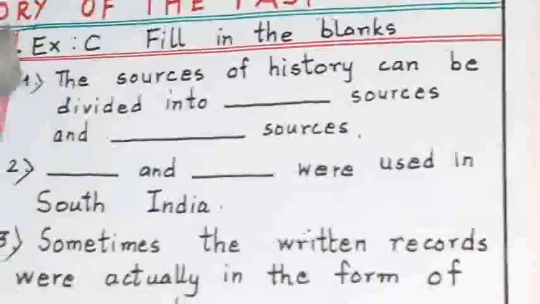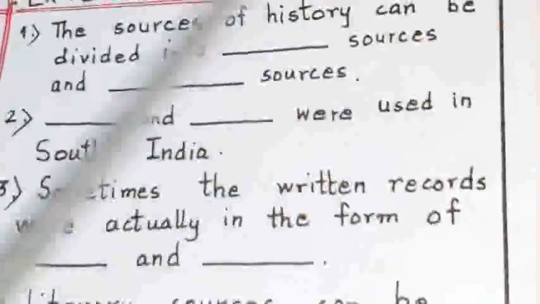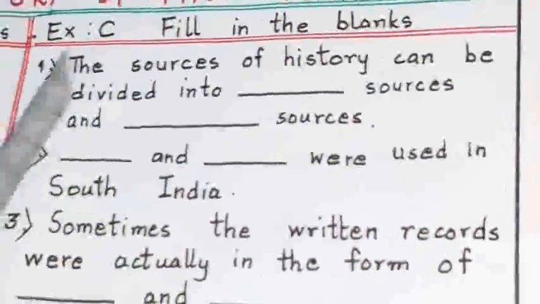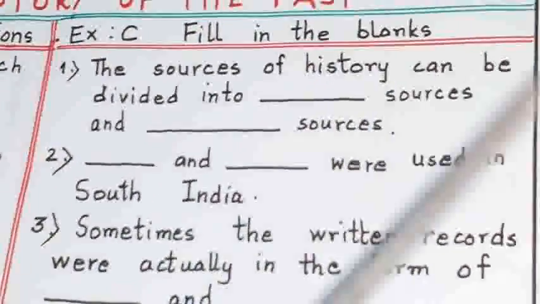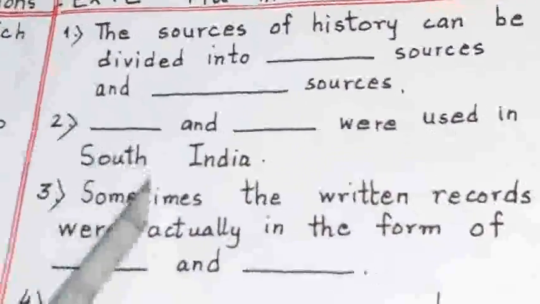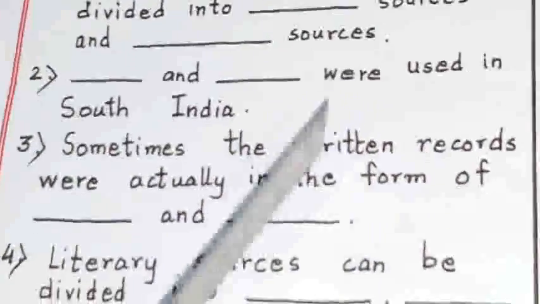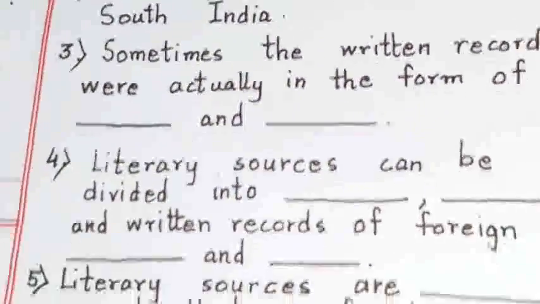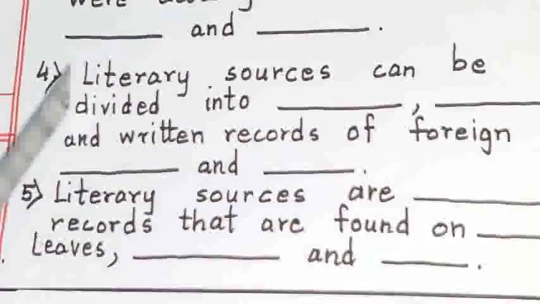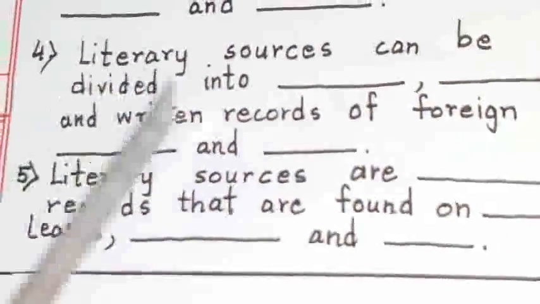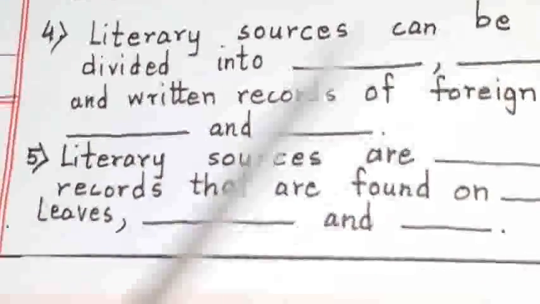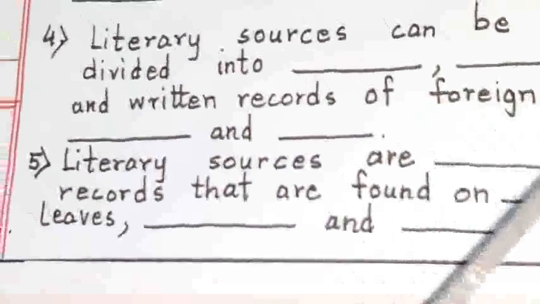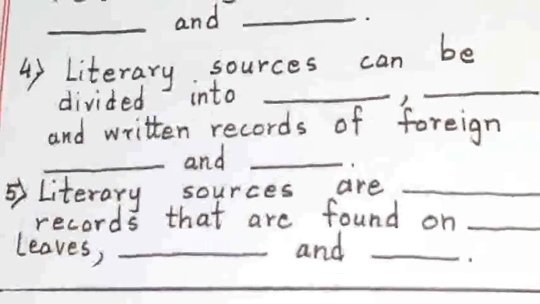Now I have exercise C, fill in the blanks. Number 1, the sources of history can be divided into dash sources and dash sources. Number 2, dash and dash were used in South India. Number 3, sometimes the written records were actually in the form of dash and dash. Number 4, literary sources can be divided into dash, dash and written records of foreign dash and dash. Number 5, literary sources are dash records that are found on dash leaves, dash and dash.